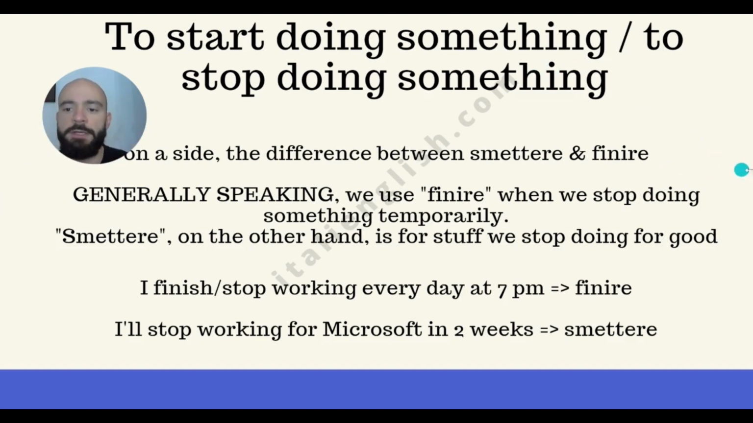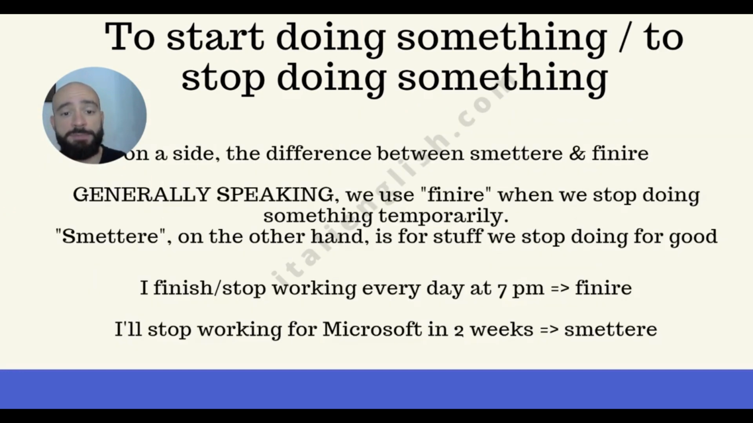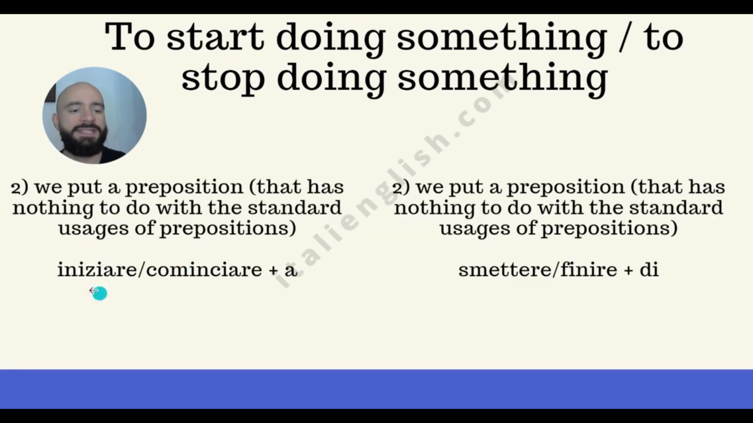Let's continue. So we said the first step, we conjugate to stop. Then we need to combine them with a preposition. Which prepositions? With iniziare or cominciare, we use the preposition a. With smettere and finire, we use the preposition di.